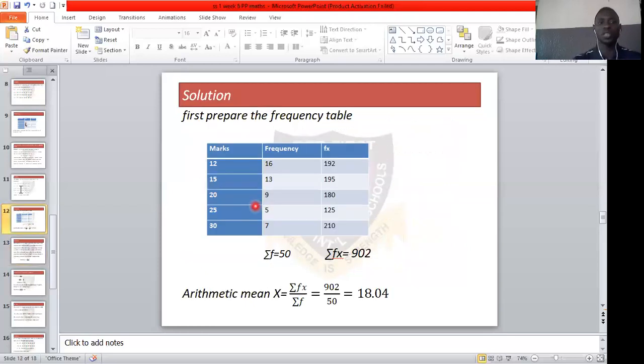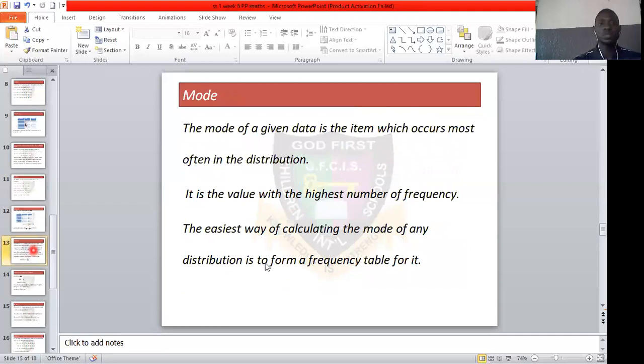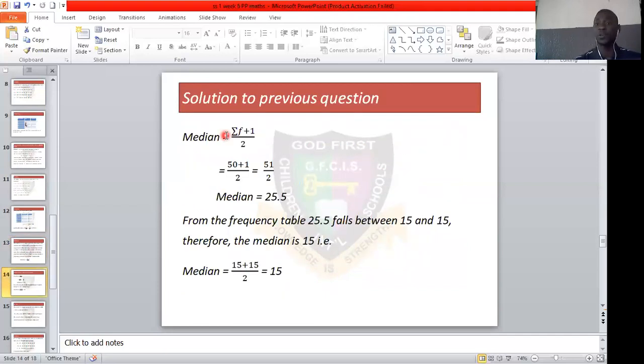To consider this question again, let us find the median for this collection of set of data. Let us find the median for this collection of data. Look at it. For that question, the frequency is given as 50. Summation of the frequency is 50.